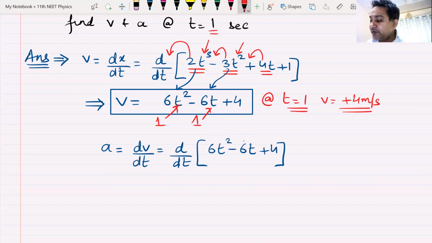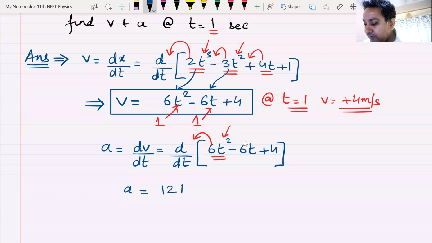How do I calculate the derivative of 6t square? 6 jumps out. Derivative of t square is 2t. So I write the answer. Acceleration is equal to 6 coming out. Derivative of t square is 2t. So this becomes 12t. I hope you understand this. How did I get this?